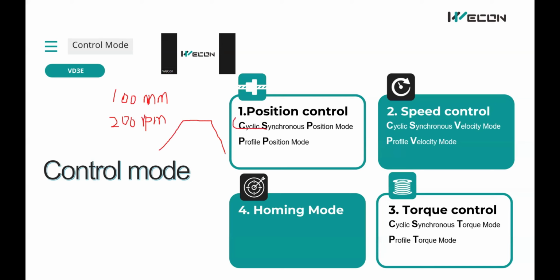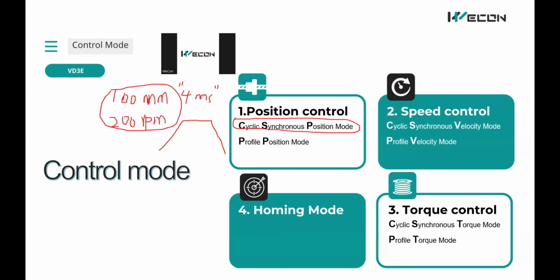So in CSP mode, for example, if we set our sync period as 4 ms, our controller will calculate the target position according to the current position of our driver every 4 ms, and send the next target position and the next target speed to our driver.